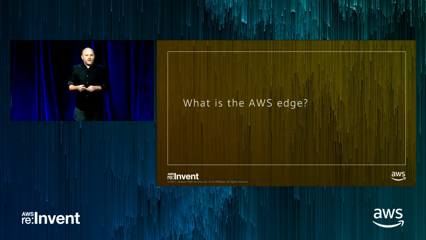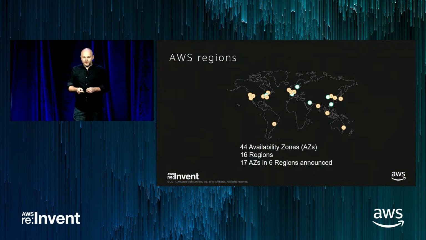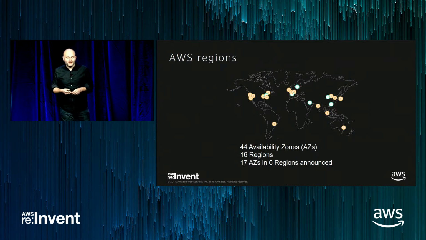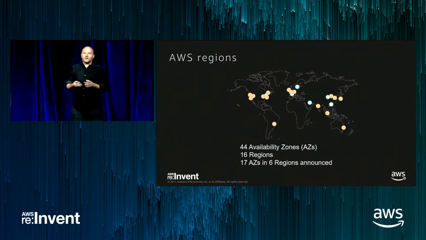So what do I mean by the AWS Edge? The first thing we can talk about is the edge infrastructure. To start off, we have 44 availability zones, or AZs. I'm British, but I still call them AZs. These are grouped into 16 AWS regions. We've got 17 AZs and 6 regions already announced.